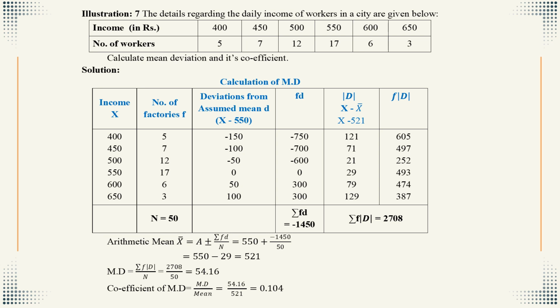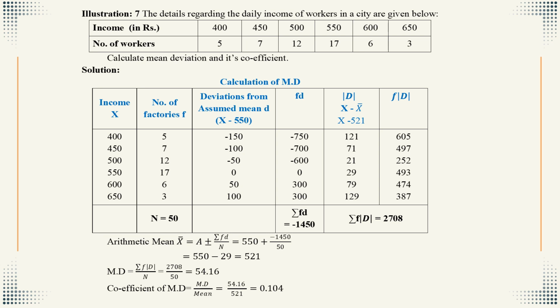Then that will be giving a value of 550 minus 29. It is 529, which is the arithmetic mean. Then you can apply it in the fifth column, that is x minus x bar. That is x minus 521. So 400 minus 521, modulus D, so the minus symbol should be ignored. 400 minus 521 is minus 121, but you are ignoring that.